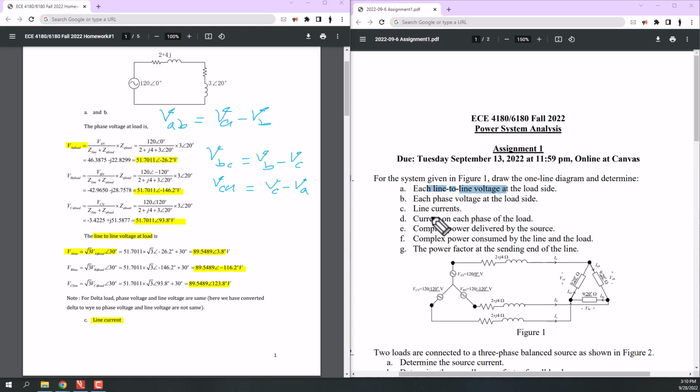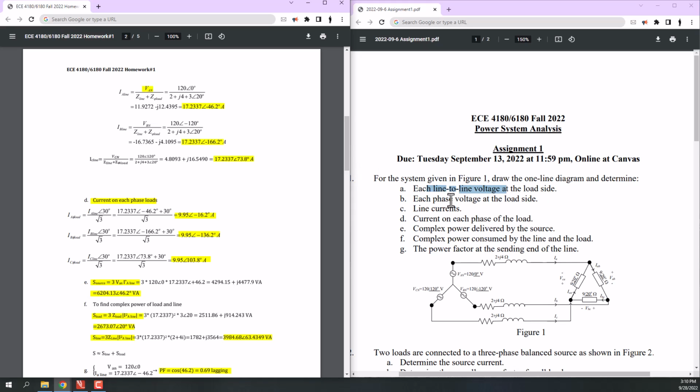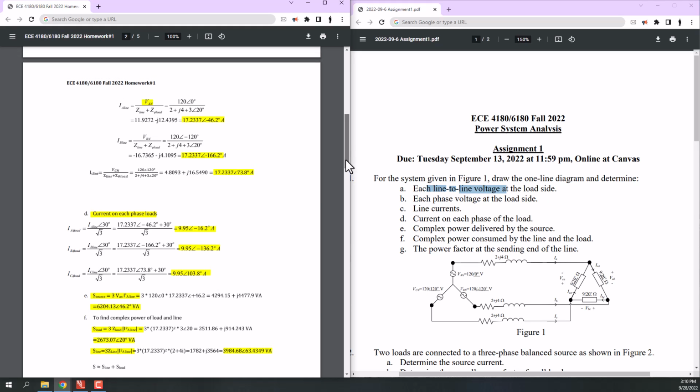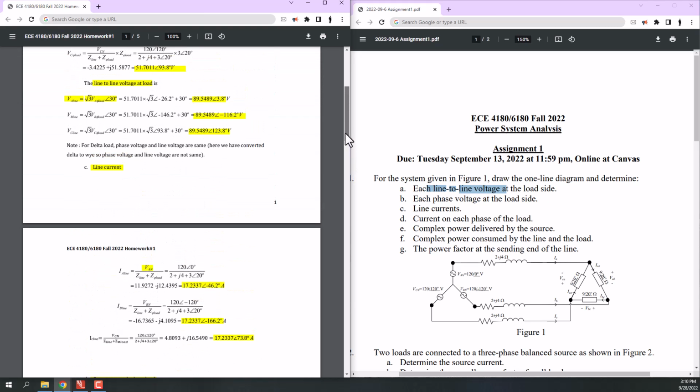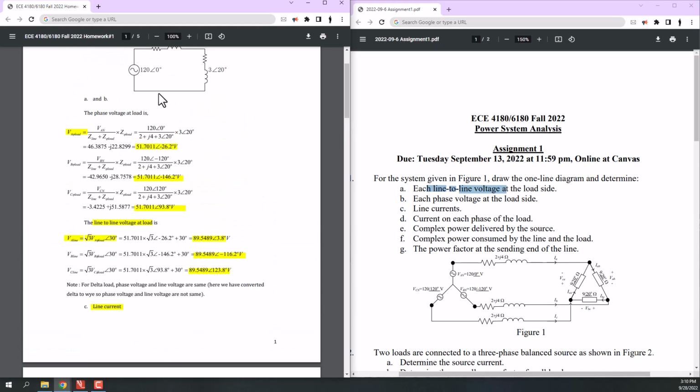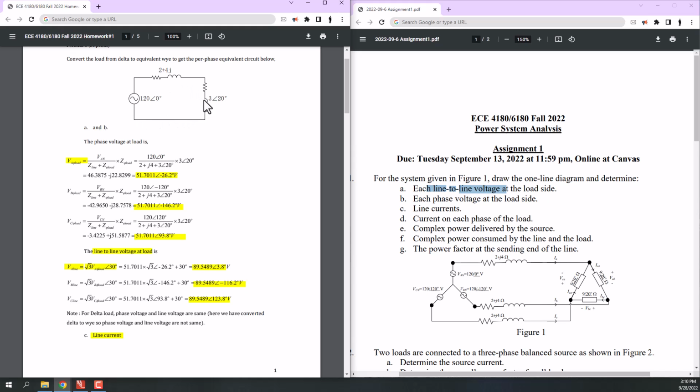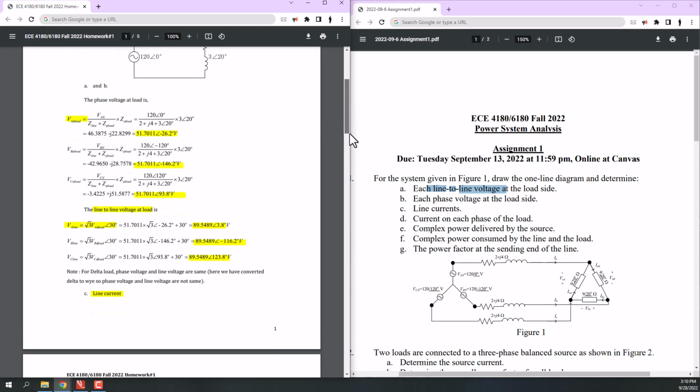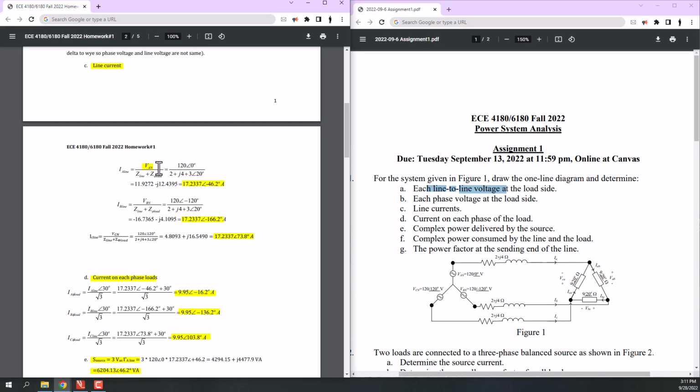In the next part, you are asked to calculate the line currents. Let's go to the next part. For line current, again, you can use the diagram that you already have sketched at the beginning of the solution, this diagram. You can just write a simple KVL and find the current. So the voltage must be divided by the line impedance and load impedance.